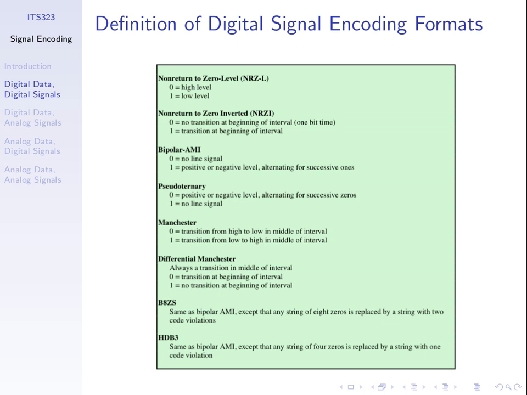Bit zeros, 0 volts. Bit ones alternate between positive, negative, positive, negative, positive, negative, and so on. Okay? So for successive ones, we alternate the level between positive and negative, or invert the level. That's bipolar AMI, another encoding scheme. Pseudo-ternary is the opposite. Instead of inverting a level on bit ones, on bit zero we invert the level. For each zero we invert. We'll not draw that.